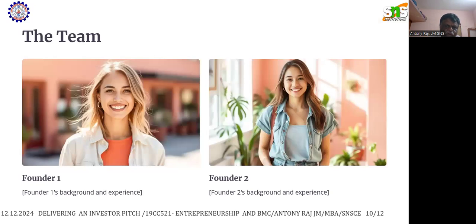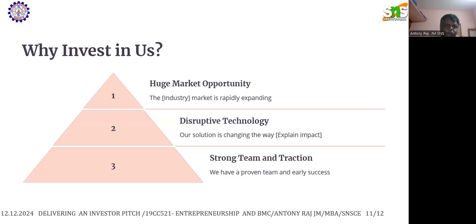And the team: who the founders are and their background and expertise is also a very important area which we should put in our presentation when we raise funds from the investors. So all the founders and their background experience have to be there. And why should you invest in us? What areas make it attractive for investors to invest in your business: the huge market opportunity, the disruptive technology, and a strong team and traction. These are very critical areas which you have to include in these slides when you raise funds from investors for the organization.